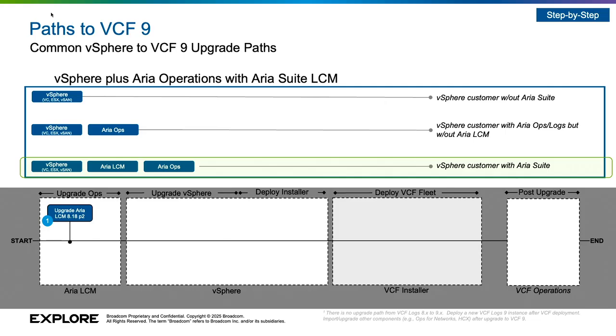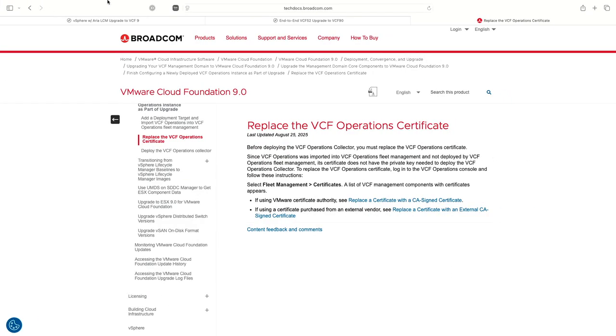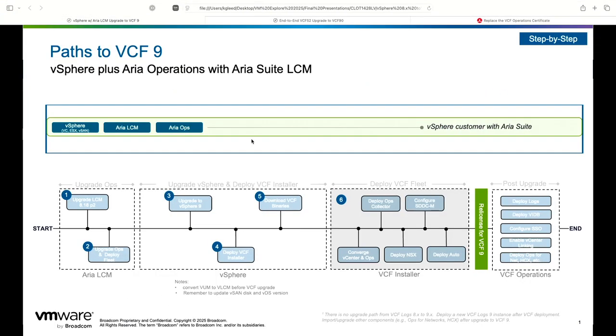So step 1, I need to upgrade ARIA LCM. I need to update it to patch 2. ARIA LCM 8.18 does not have any awareness of VCF 9, so I can't use it to upgrade Ops to 9. I need this patch 2. So we're going to go ahead now. I'm going to come over here to the demo and jump in.